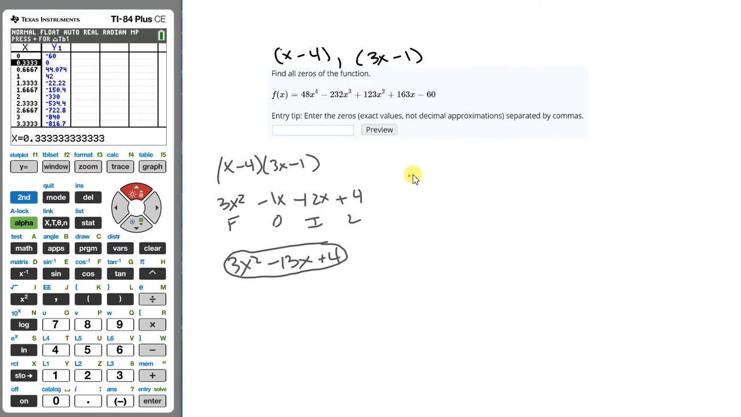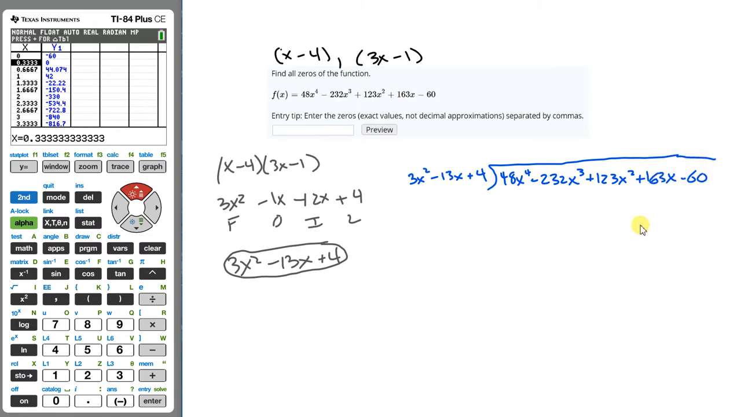So I'm going to say, 3x squared minus 13x plus 4 divided into this big old monster, 48x to the 4th minus 232x to the 3rd plus 123x squared plus 163x minus 60. Man, my hand's falling off already, and we're just writing the polynomial. How do you make a 3 look like a 48? You multiply by 16, right? How do you make an x squared become an x to the 4th? I need 2 more powers of x.